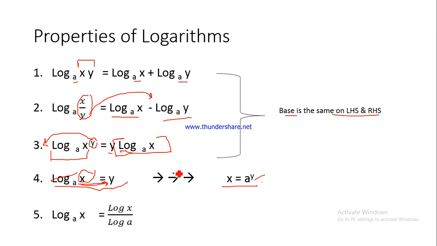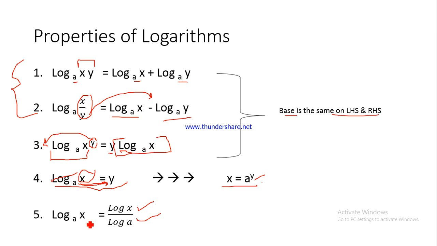Then the fifth property, and this is again a slightly different one, so you should remember this as well, because these look pretty similar except for the multiplication, the division, or the plus and the minus sign. The other three are very different. Now this again is very different. So log a base x would mean log x divided by log a. So what is the meaning of log a base x? Log x divided by log a.